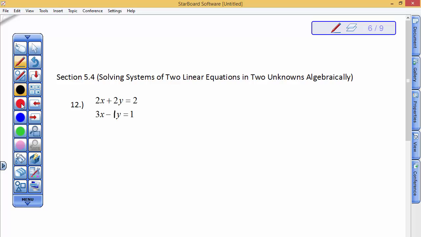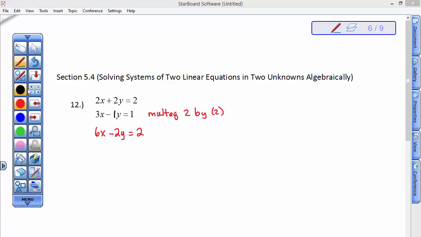So I'm going to come on over here and I'm going to say that I'm going to multiply equation 2 by the number 2. And I'm going to bring that down in red. So this is going to become 6x, 3 times 2. This is going to become a minus 2y. Don't forget, you've got to multiply the 1 times a 2 and get a 2.